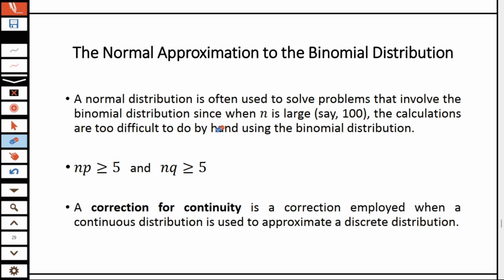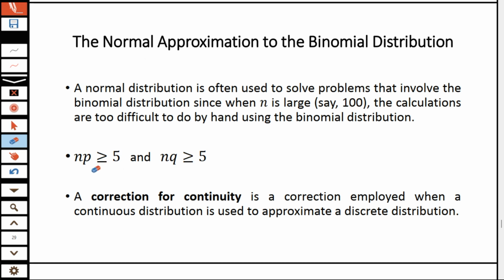The next property is to check. When the question is given to you, you have to check if our mean for the binomial distribution, that's np, is greater than 5, and if nq is greater than 5. If these two conditions are satisfied, then we can boldly say that we can use the normal distribution to approximate the binomial.